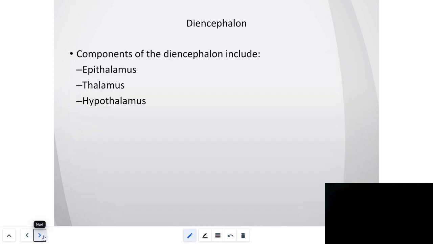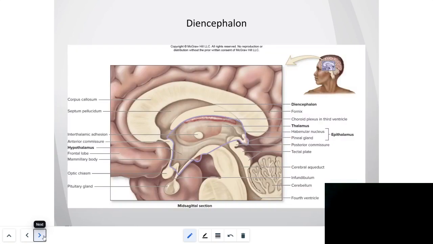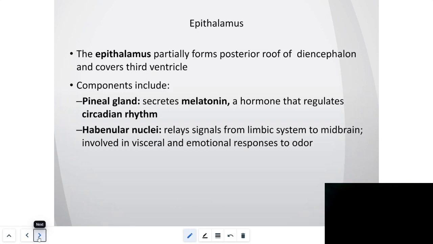Now let's quickly go into the diencephalon. The 3 parts are the epithalamus, thalamus, and hypothalamus. I'll quickly go over what each of these structures are. So I'm going to skip this image. We'll have plenty of HoloLens in a second.